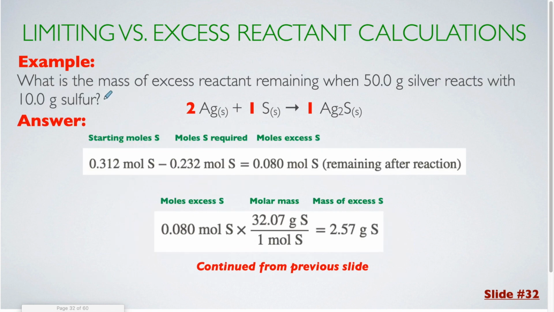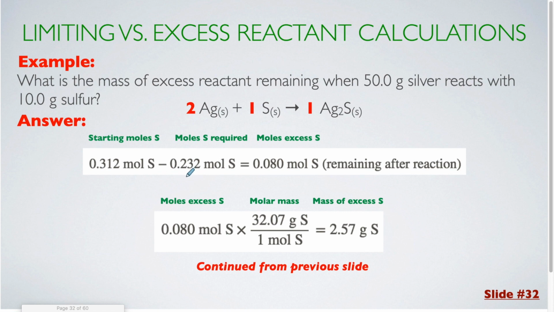All right, in this example, we are trying to determine the mass of the excess reactant. Now we're actually going to use some of the work that we had from the previous slide, since this is essentially the same problem. So if you remember, we converted to the moles of sulfur, so this is how much sulfur we were starting with.